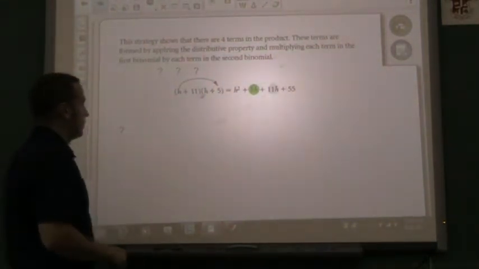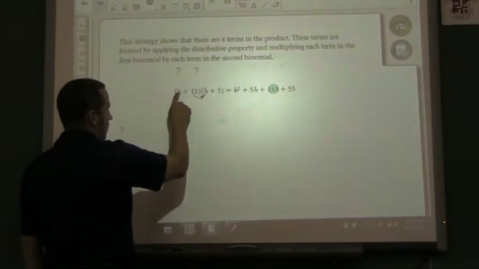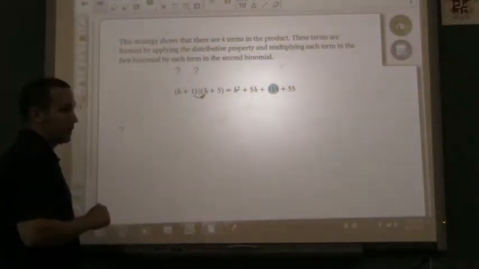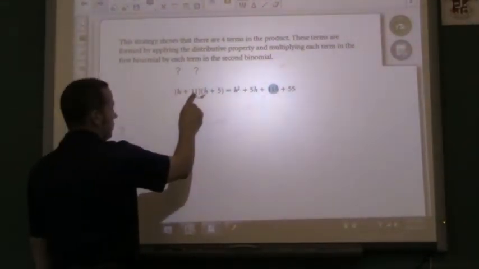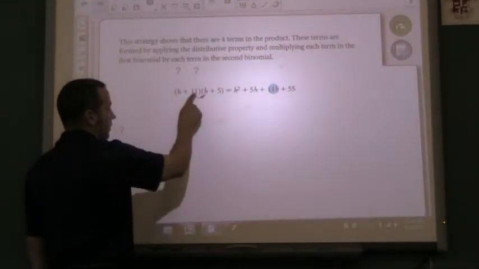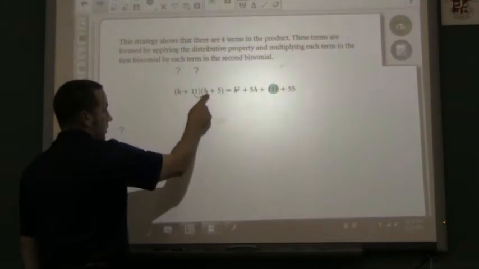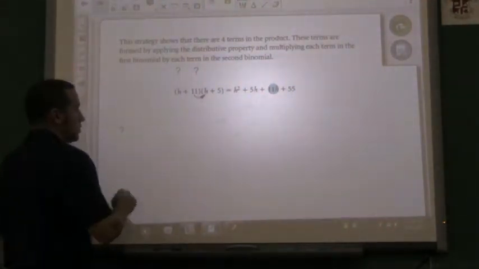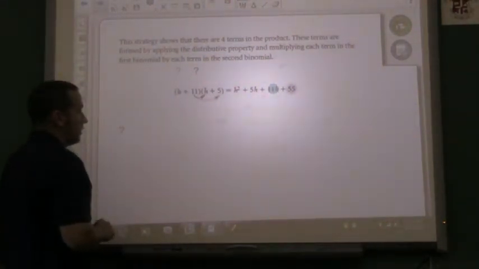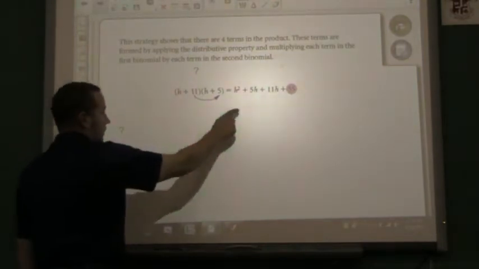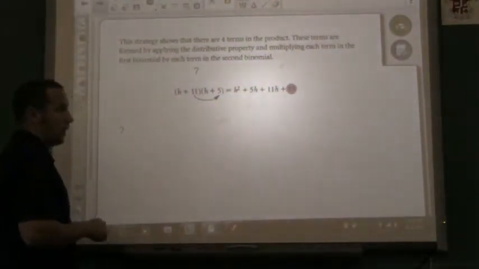Now, I've multiplied h by everything in this second bracket, so now I have to go to the next term in my first bracket, which is 11, and I'm going to end up multiplying it by everything in this bracket. So the first thing to do is 11 times h, which gives you 11h. Then I have 11 times 5, which is going to give you 55.